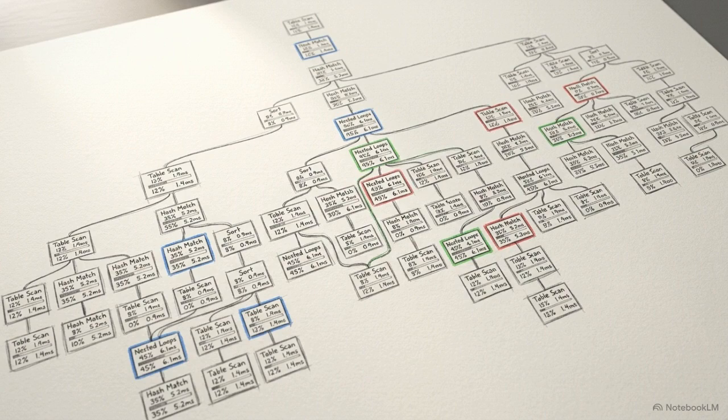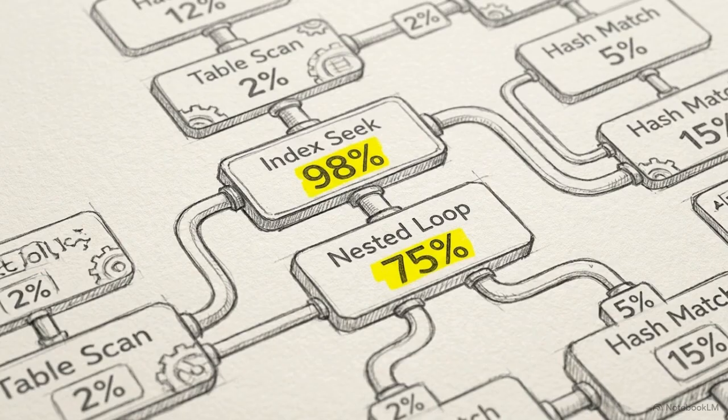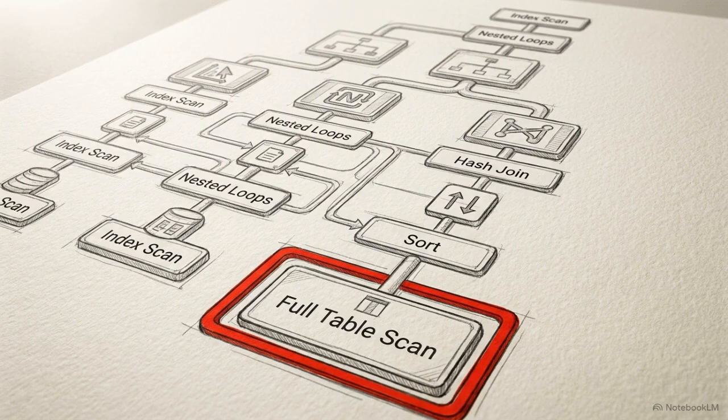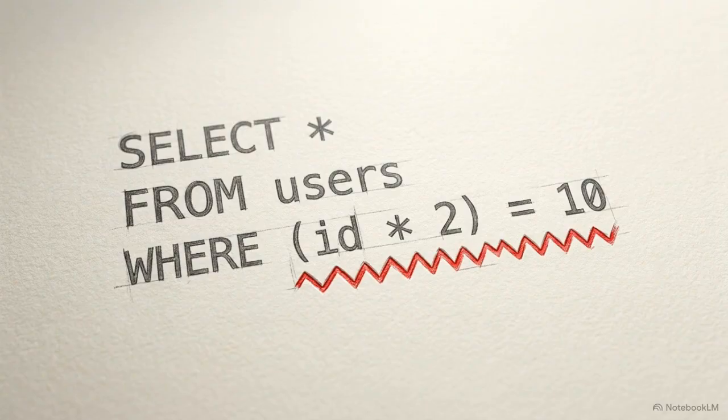This visualization is a query execution plan. It is the only way to verify if an index is actually being utilized. It details the exact algorithmic path and the computational cost of every operation. These plans expose critical architectural flaws. You look for unintended full table scans, or logical errors like wrapping an indexed column in a mathematical function, which instantly forces the engine to abandon the index.